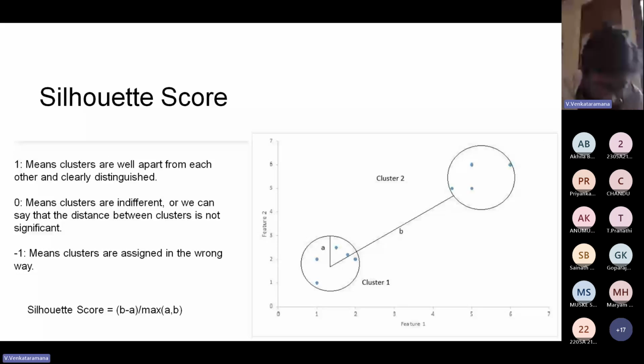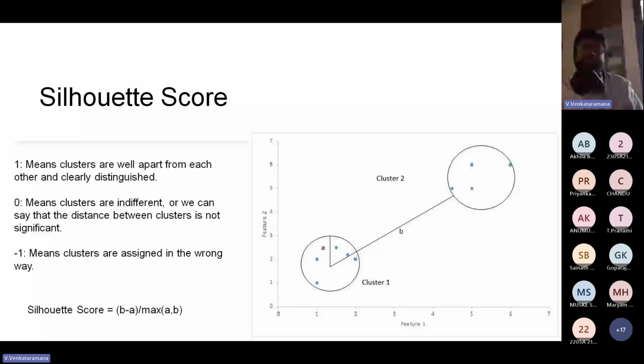So what is the Silhouette score? The Silhouette score is nothing but B minus A divided by the maximum of A and B. What is the B value? B is the average distance from the points in one group to the points in another group. Maybe these are the rose flowers and these are some other yellow flowers. So the average distance between these two is called B.